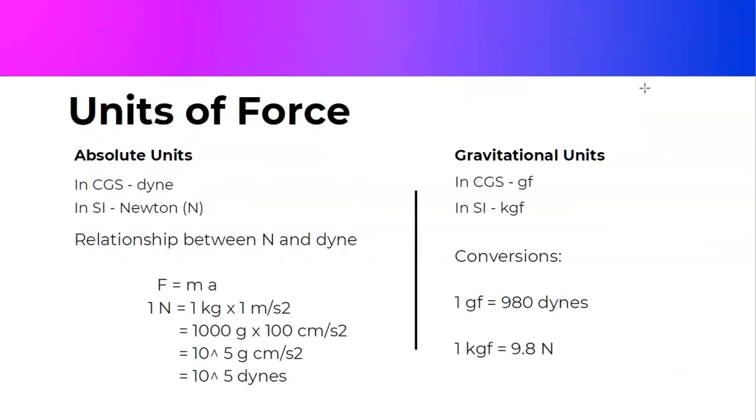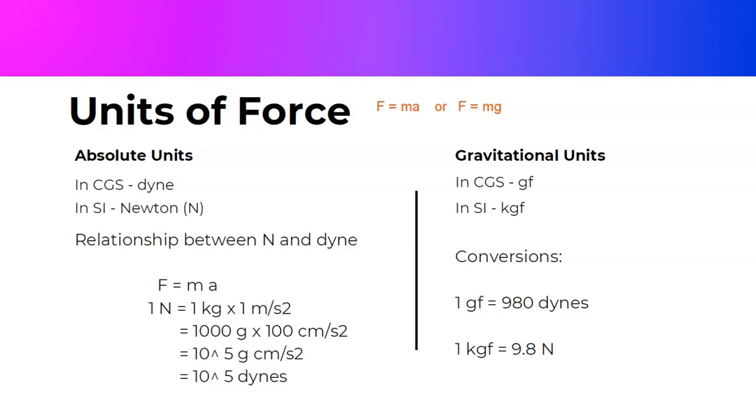Next, we talk about units of force. We should remember that the equation for force is F is equal to ma. Or if we replace A by gravitational acceleration, F will be equal to m into g. Instead of A, we are using g, that is acceleration due to gravity. Because of this difference in the acceleration, there are two kinds of units of force. The units on the left hand side are absolute units. The units on the right hand side are gravitational units.